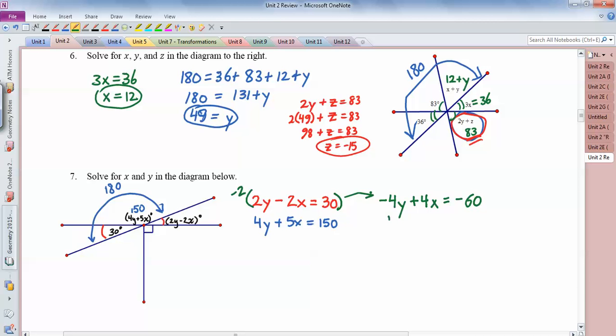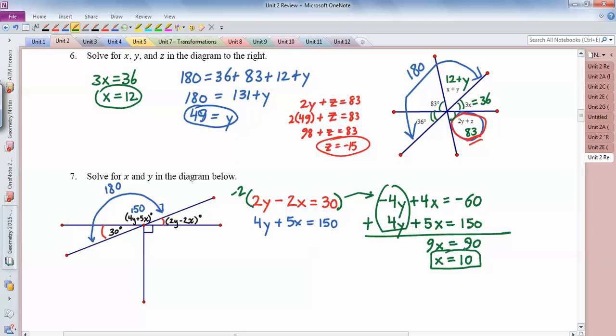And then down below it, I got 4y plus 5x equals 150. And then we can just add straight down, right? So if I add straight down, the y's cancel, and I'm left with 9x equals 90. So then divide by 9, and you get x is 10.